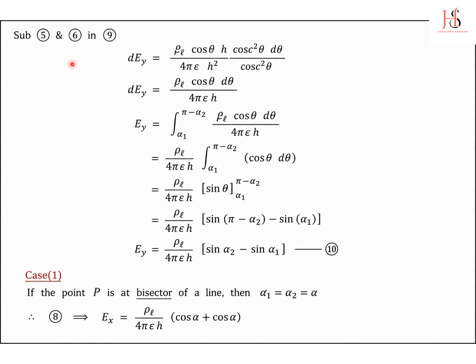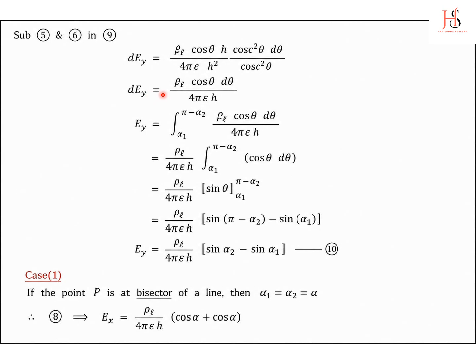Now as usual, the same procedure that you have followed for dEx, you repeat the same and substitute 5 and 6 in equation 9. Therefore, in the place of dl you will be substituting the cos theta term and cosecant square theta term, and for r square you will be substituting h cosecant square theta. So on substituting you will get rho l cos theta d theta divided by 4 pi epsilon h. Cancelling out the possible terms, we will be getting rho l cos theta d theta divided by 4 pi epsilon h. Now you want to have the electric field in the direction of y.